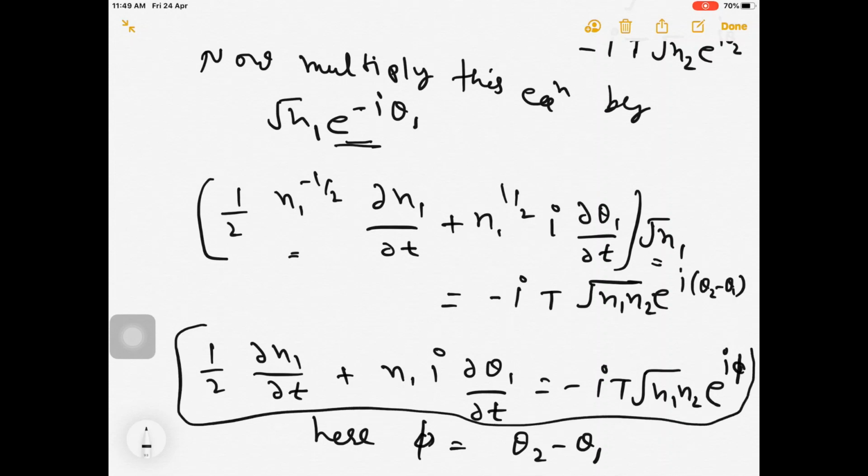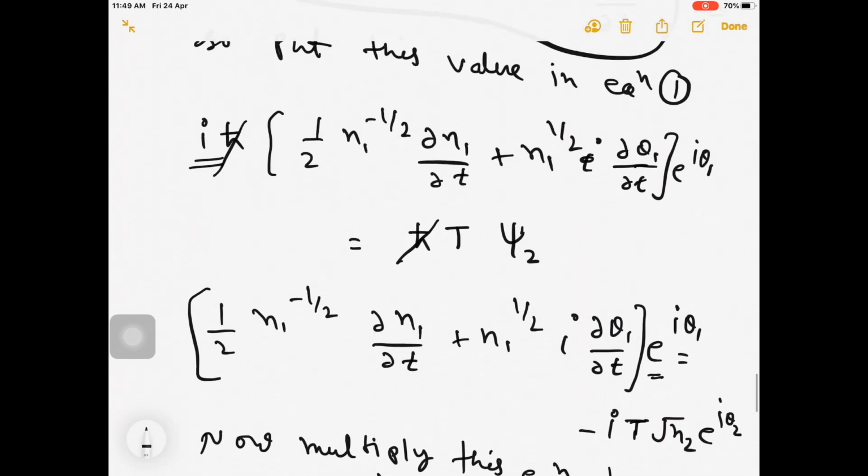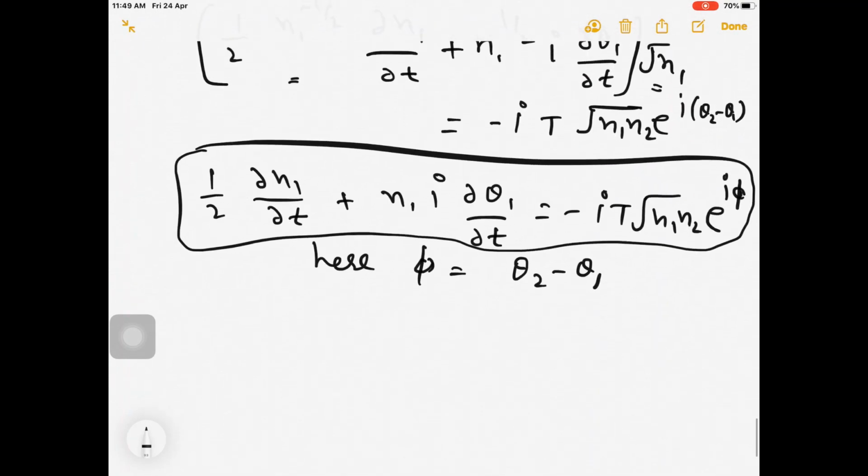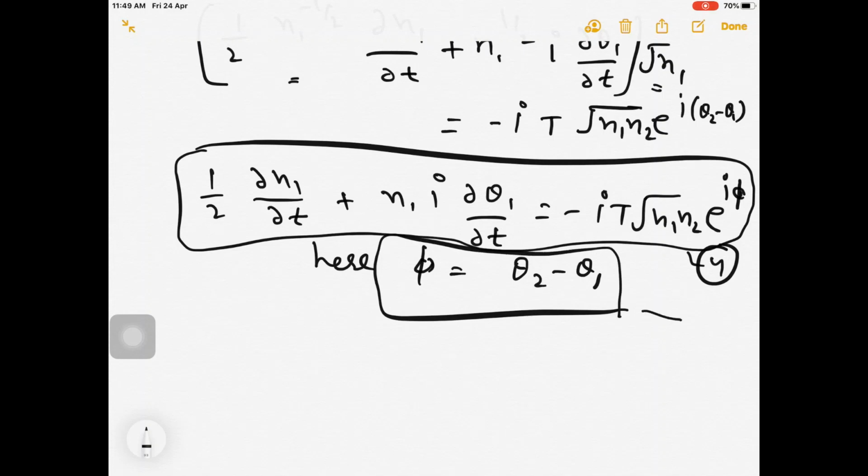So I write this as the next equation, that is equation number 4, and also remember this equation number 5. This is nothing but the phase difference.